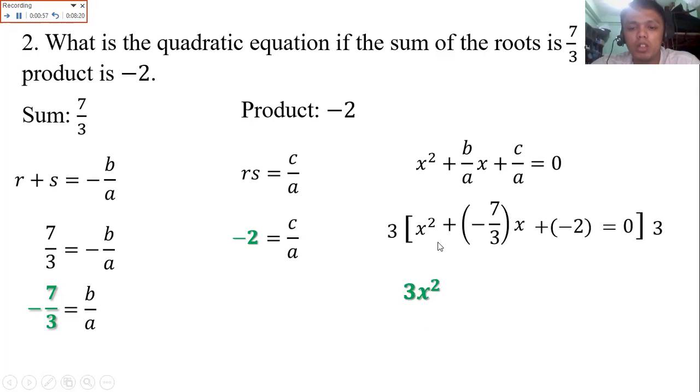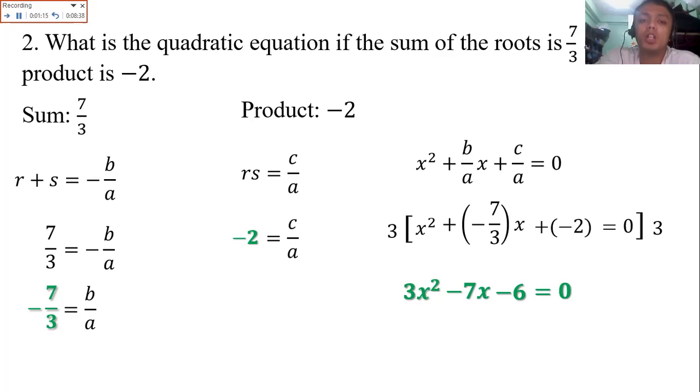So we have 3x squared. Cancel this out, may negative 7x. Negative 2 times 3 is negative 6 equal to 0. Ito yung magiging quadratic equation niya. Okay? So, mas madali lang. It's up to you naman kung ito or yung FOIL method.